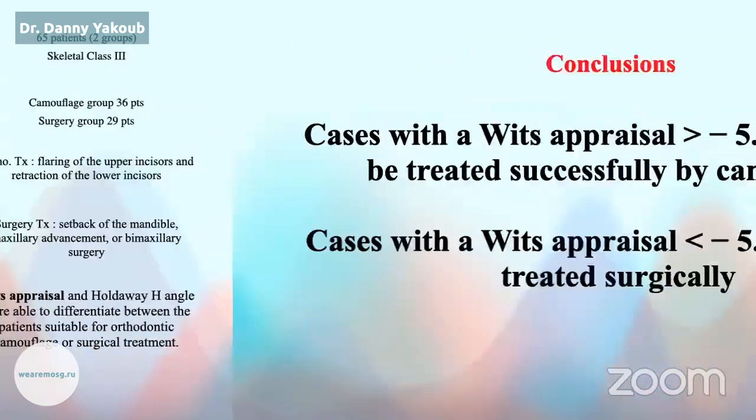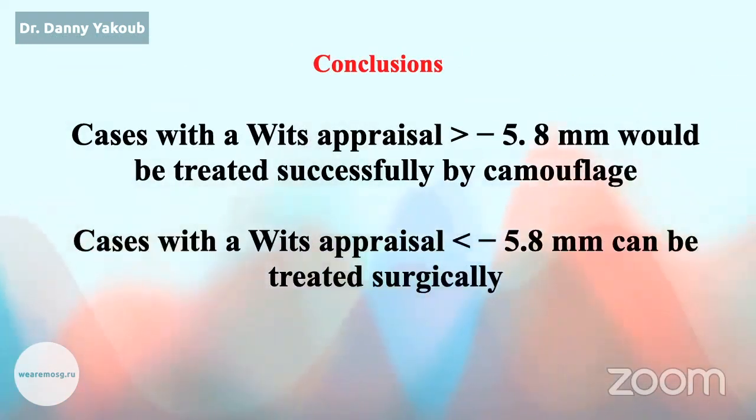So the conclusion is, if you have a Wits appraisal which is more than minus 5.8, which means closer to 0, this means that this patient can be successfully treated with camouflage. If you have a Wits appraisal which is less than minus 5.8, which is away from 0, like -6, -7, -8, etc., this means that this patient should be treated surgically.